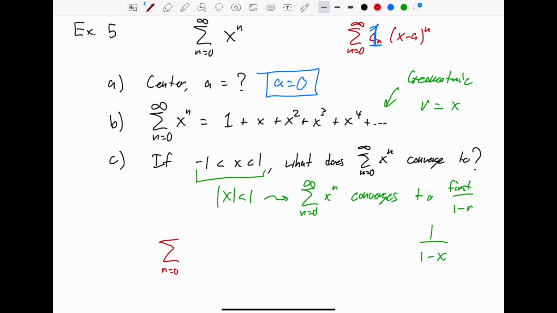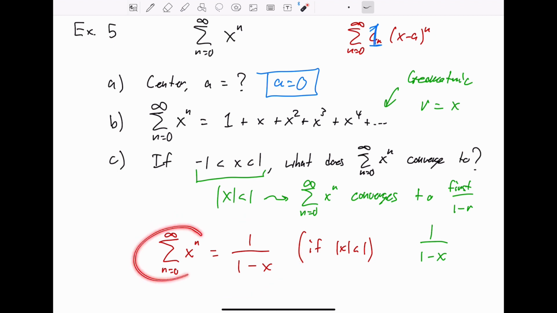This infinite power series, the sum of x to the n from 0 to infinity, is equal to the function 1 over 1 minus x, as long as the absolute value of x is less than 1. We have an exact equality here. This infinite polynomial will be precisely equal to this rational function. This is not a polynomial, yet this non-polynomial function will be equal to this infinite polynomial as long as we take x values with absolute value less than 1.